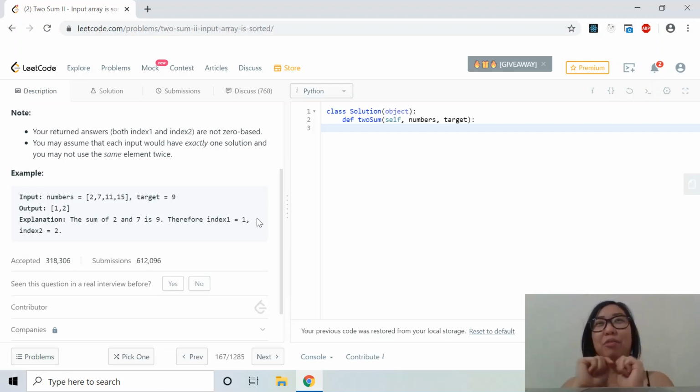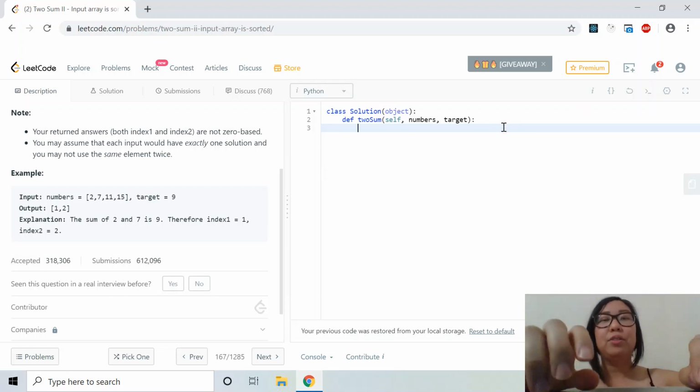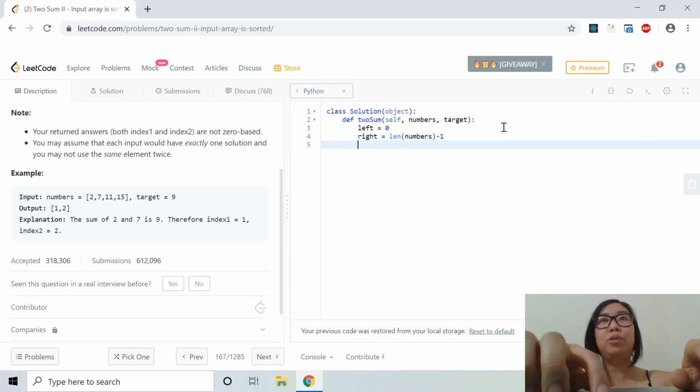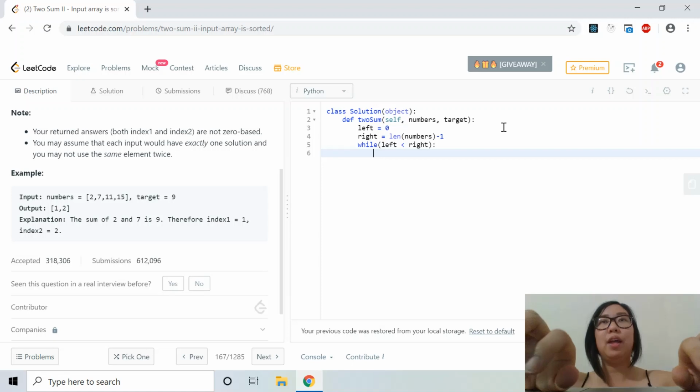So I will try and code it out for you guys, and I will follow my algorithm. First, I will have my left, which would be the leftmost side of the array, so left is 0, and then the right would be length of numbers minus 1. Now I am going to loop through. So while the left is less than the right, I will keep looping, and I will look for the sum. I'll name it temp sum. You can name it whatever you want.